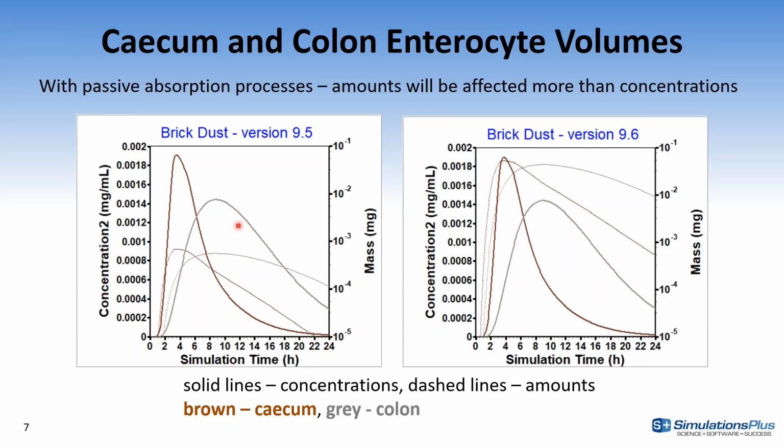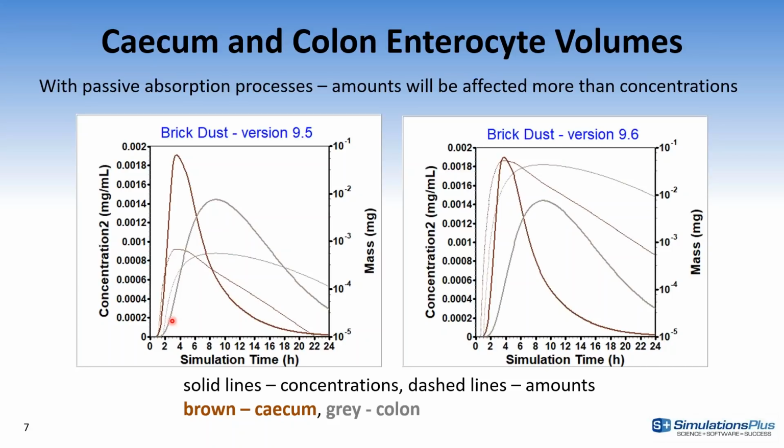But keep in mind that these new modified enterocyte volumes will be available in version 9.6. In fact, those will be the default options. The previous options are still going to be there. You will always have an option to switch back to the previous ACAT treatment to be able to reproduce the simulations from previous models with the older volumes.